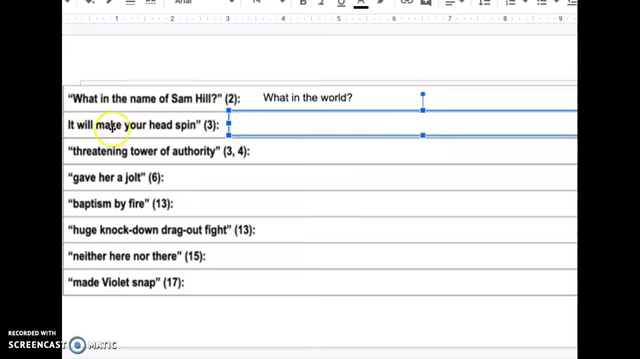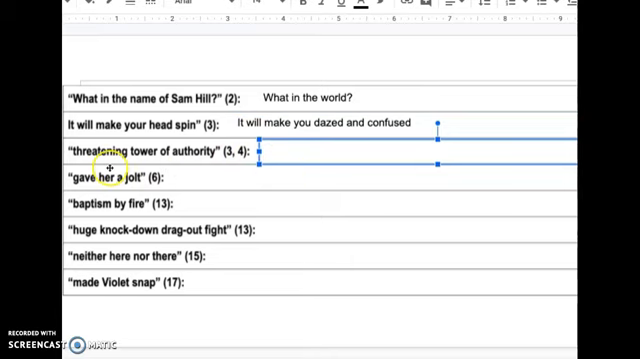Okay, another figurative language phrase that was said in chapter 1 was, it will make your head spin. What is the literal meaning of this figurative language? It will make you dazed and confused. So you may have heard somebody say, oh, that book made my head spin. Or in other words, that book made me dazed and confused.